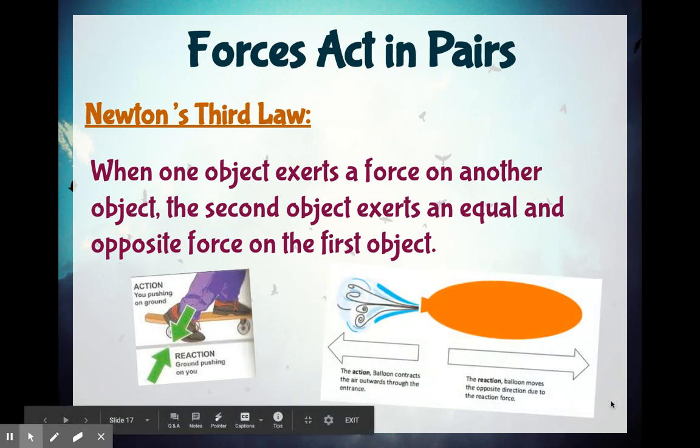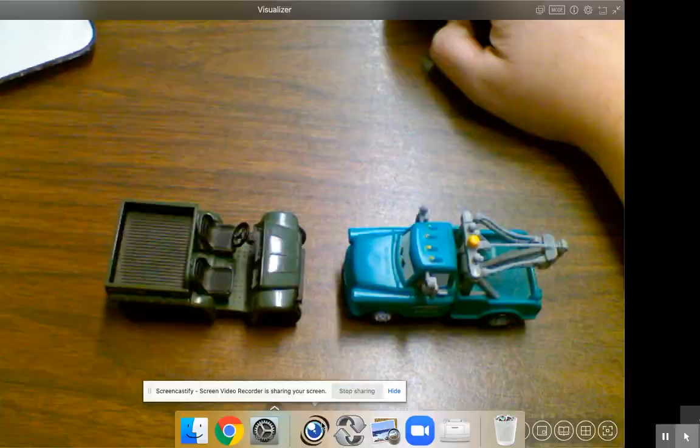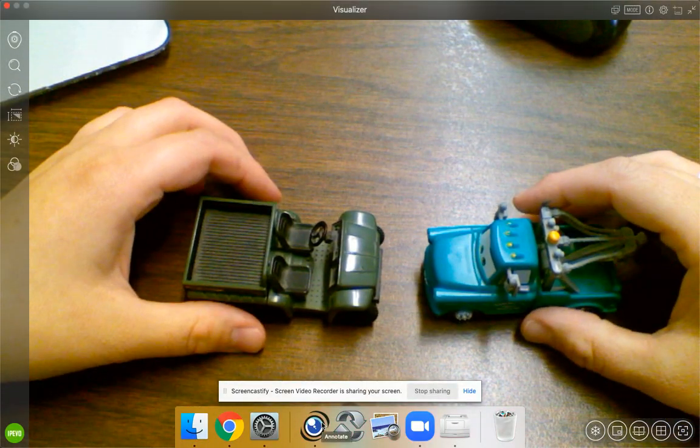Another one, a balloon. You let the air out of a balloon. The balloon goes forward, the air goes backwards. Another favorite one that I have, and the reason I mostly have my Mater out, is we can do an example here right now. So I have Mater and I have my Gator.